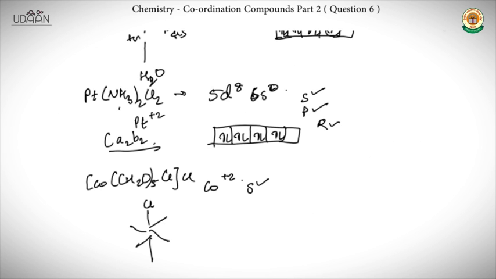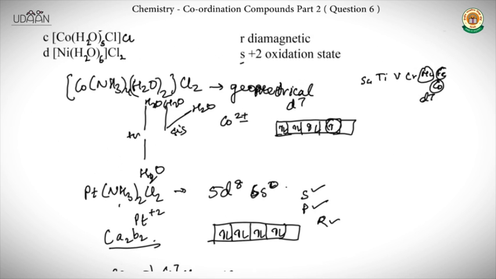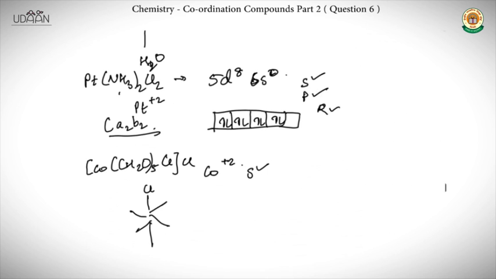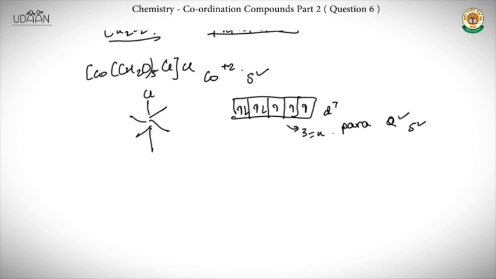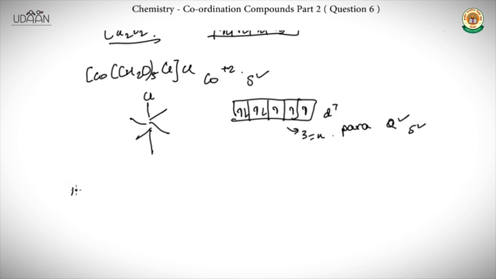Now we can check whether it is paramagnetic or not. We know that cobalt is d7, and Co2+ with d7 has a weak field ligand, so we know that it will have 3 and 4. So this is 7 electrons, d7, and it has 3 unpaired electrons. So it has paramagnetism, so it has Q correct and S correct. Now we can move on to the fourth option.